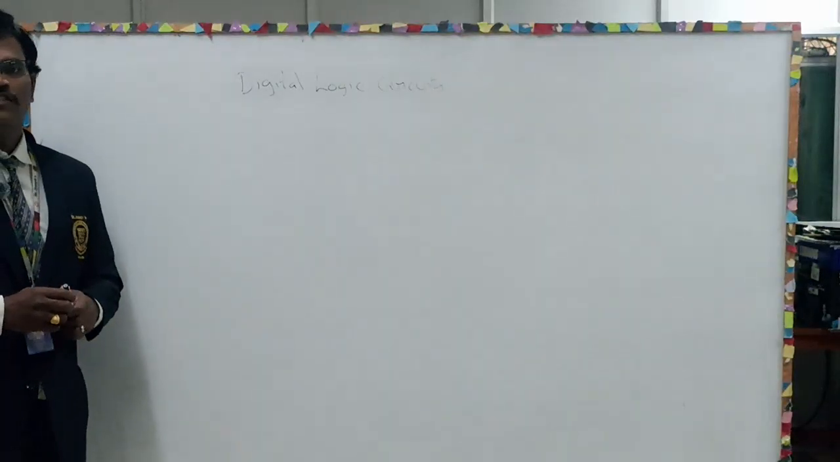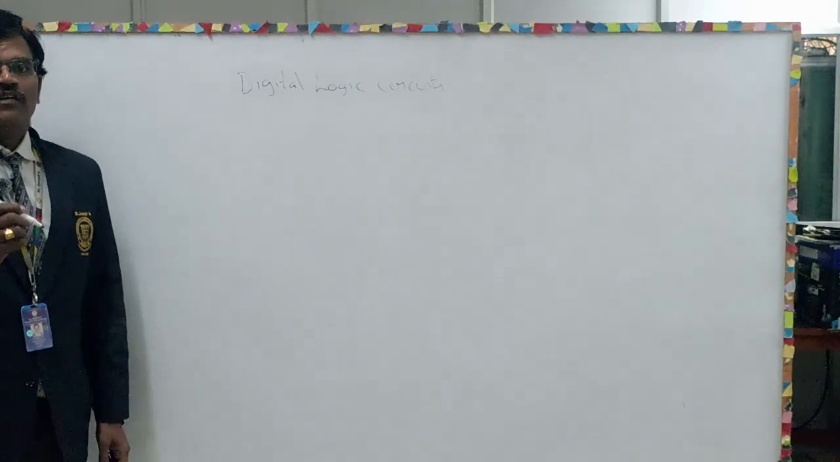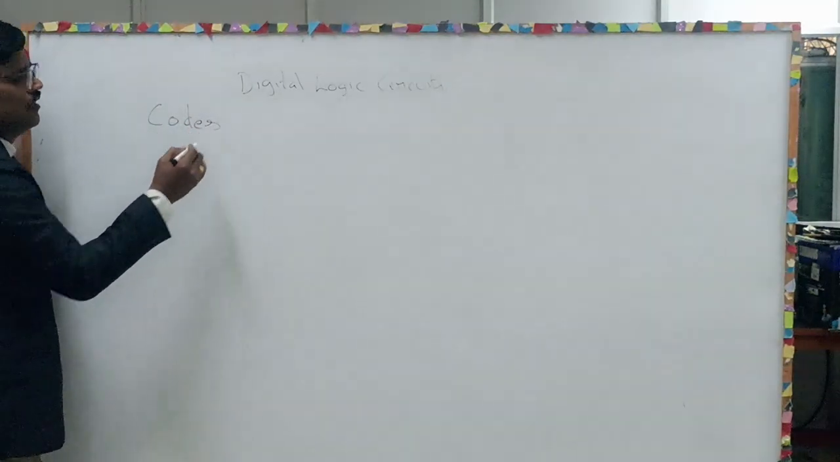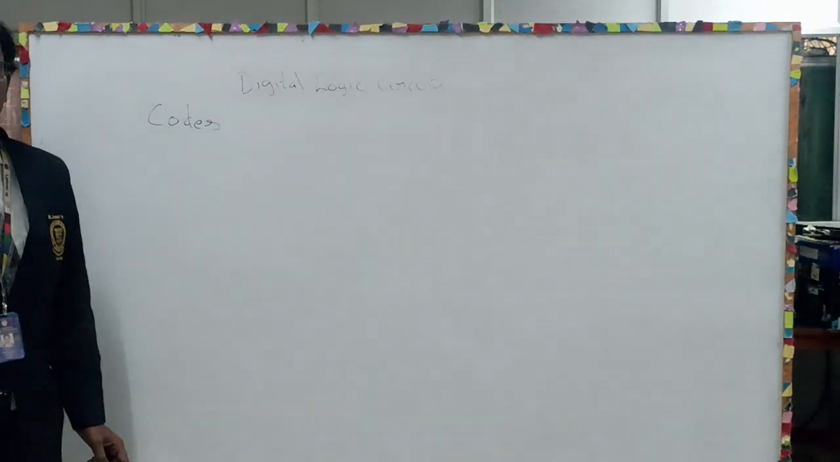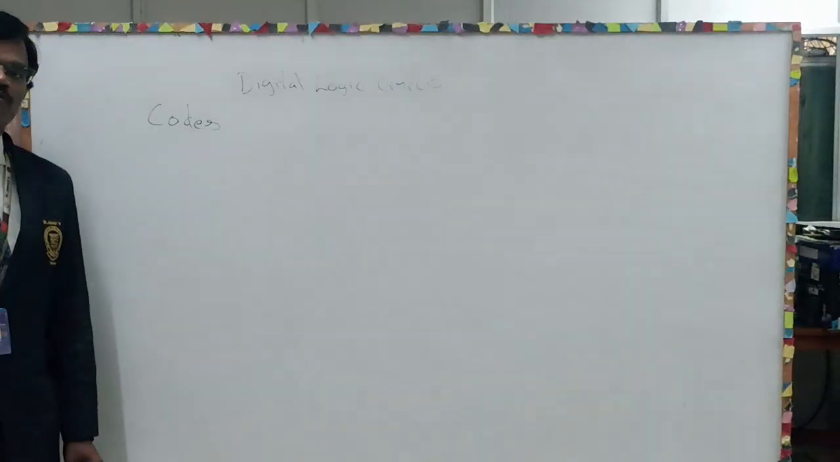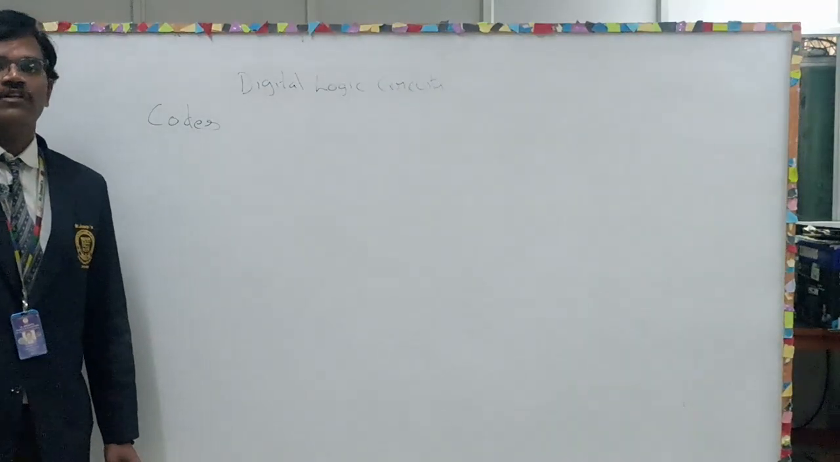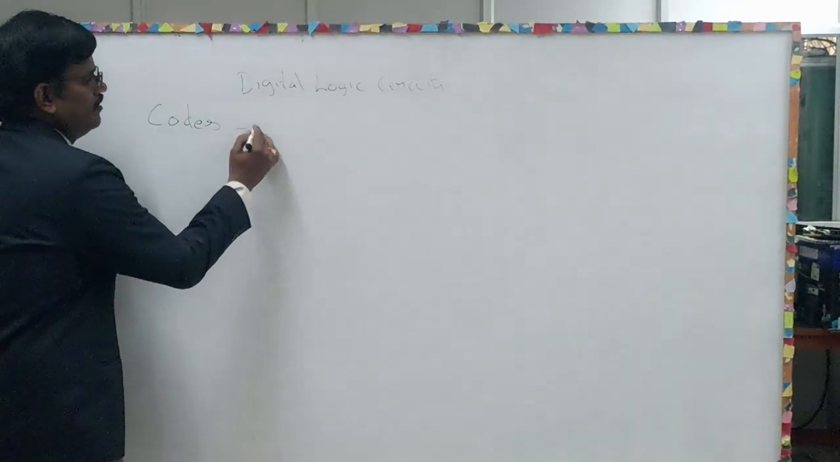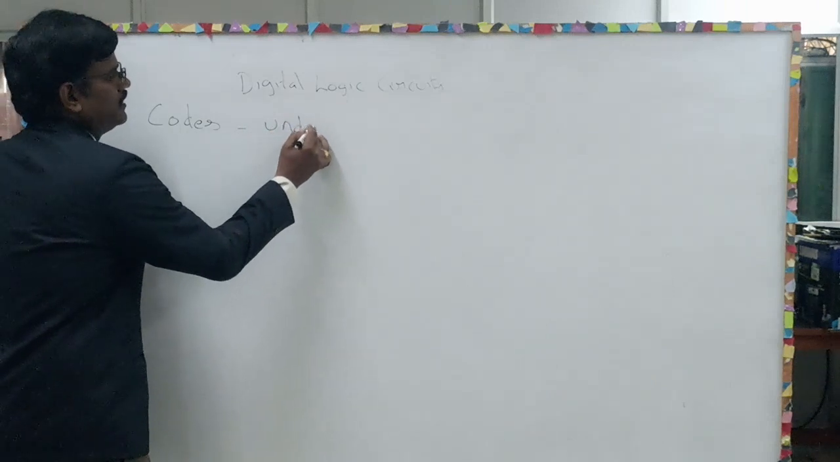So, in digital logic circuits we have the codes. We have the binary system, which has only zeros and ones, and it will be difficult to use for a larger amount of numbers. So, for that we are going for codes. When you see them as codes, it is going to be an understandable format.